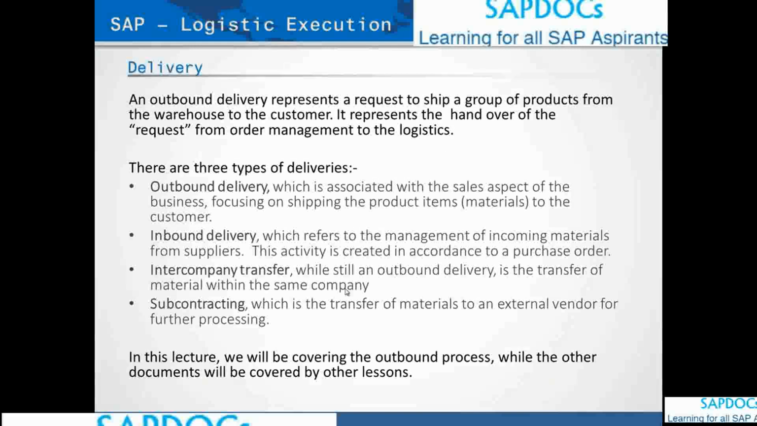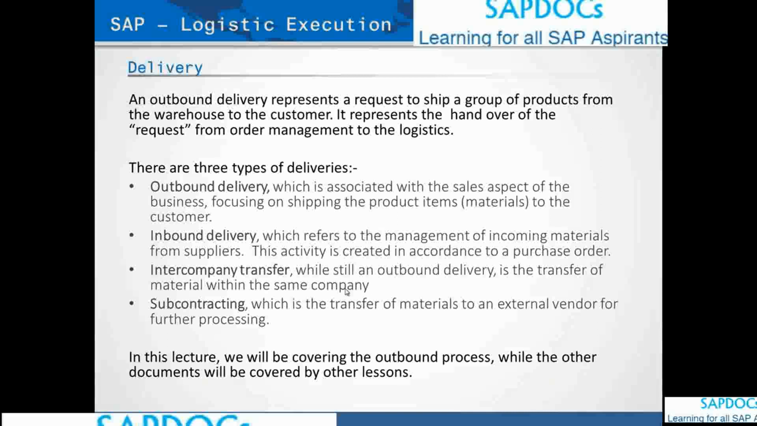So, an outbound delivery represents a request to ship a group of products or material from the warehouse or the plant to another location, and usually specifically to a customer. It also represents the handover of the document or the process from the order management to the logistics. So once you create a delivery, the responsibility of managing the process now belongs to the logistics team.